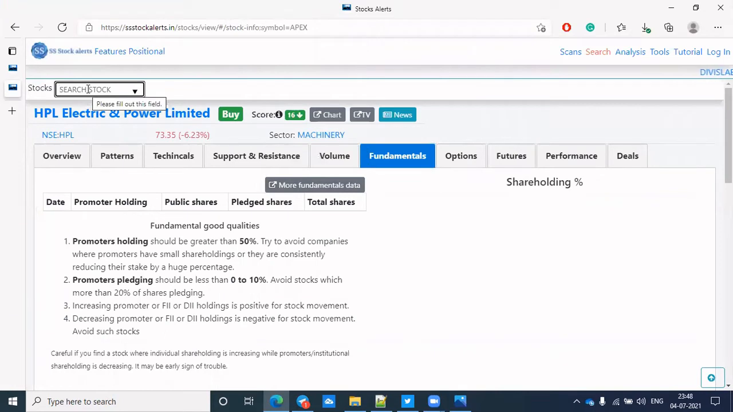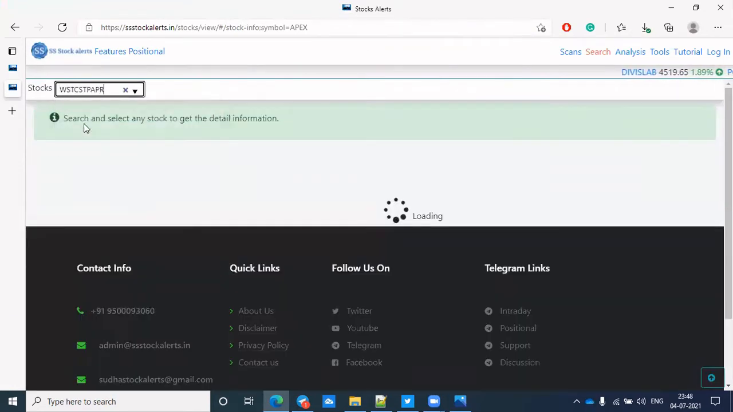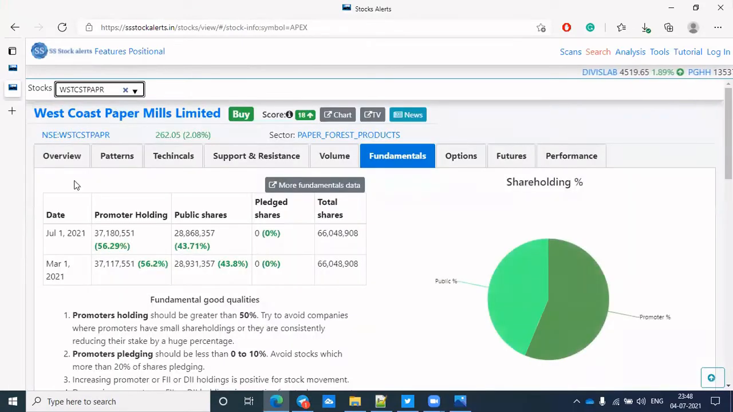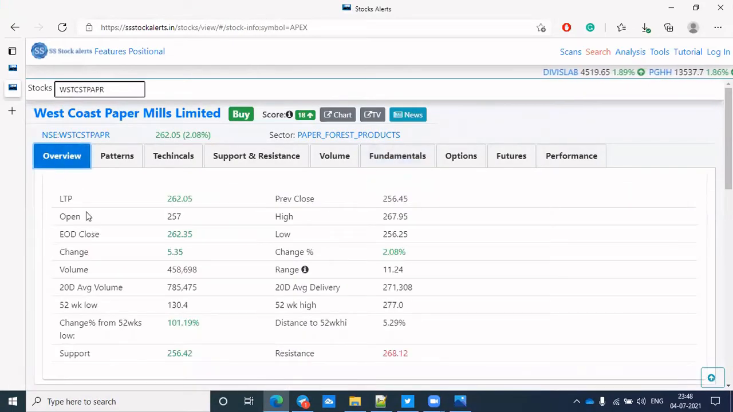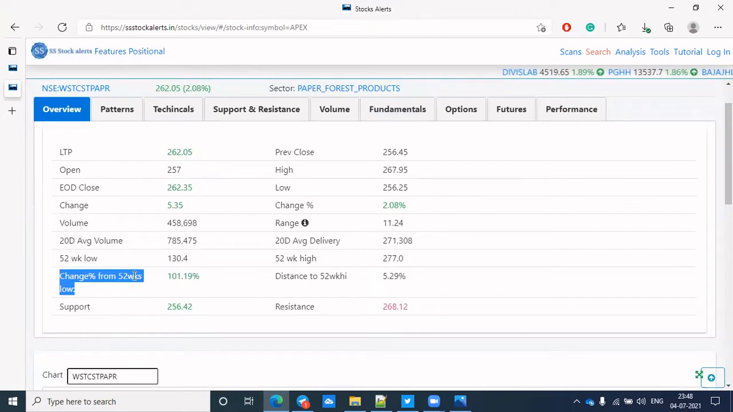So I will open the other paper. What is the name? Just open it here. First go to overview and check what percentage it has risen from its 52 week low. It is already 100 percent up from its 52 week low, so that is fine. So the first check is done.